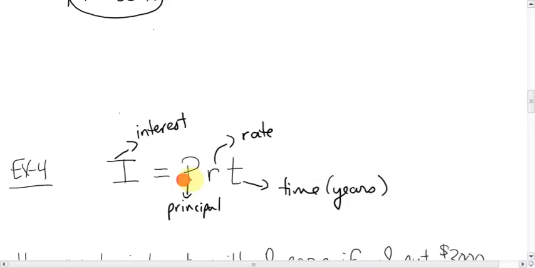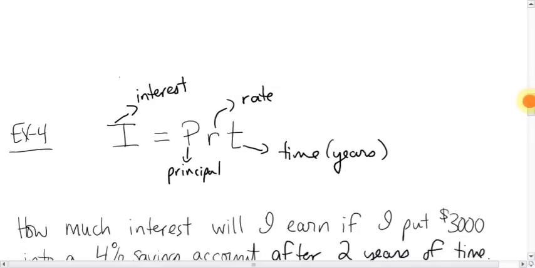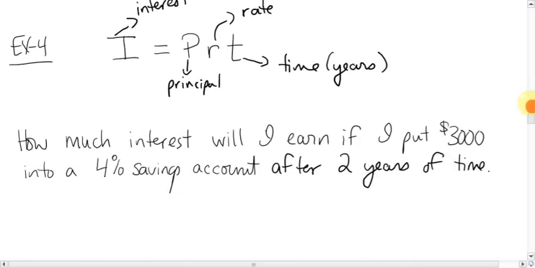If you have the interest, you take whatever money that you're borrowing or saving, times by whatever rate the bank is giving you, times by the time in years. Simple interest formula. Okay, so here's a question.